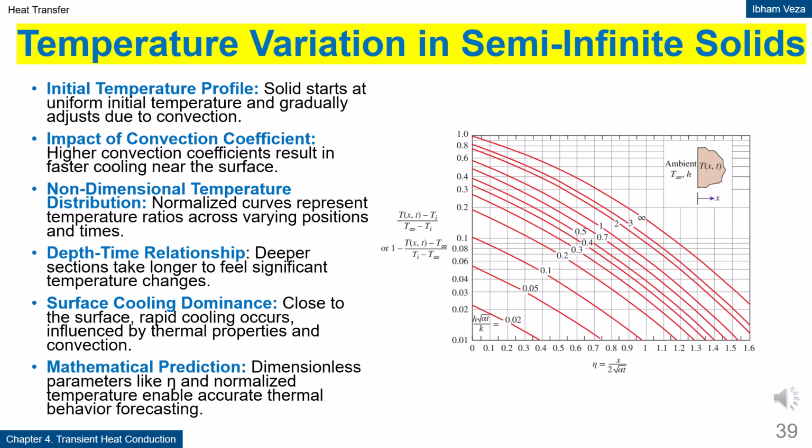Temperature variation in semi-infinite solids. In a semi-infinite solid, the temperature is initially uniform and then changes due to convection at the surface. A higher convection coefficient causes faster cooling or heating near the surface. The temperature distribution is usually expressed in a dimensionless form to allow comparison across different times and positions. Deeper regions require more time to experience significant temperature changes. This behavior shows that transient processes are strongly influenced by both depth and time.